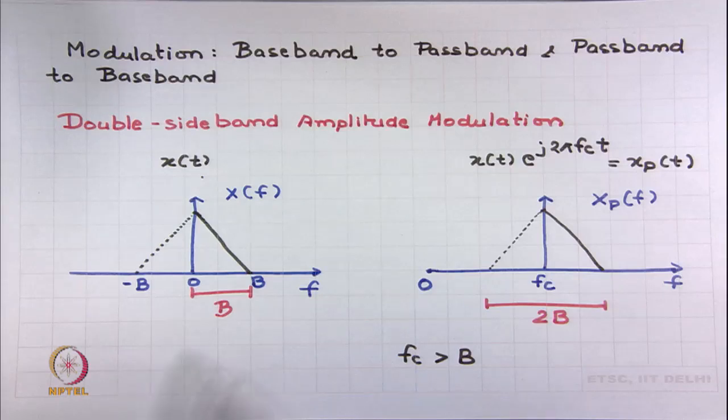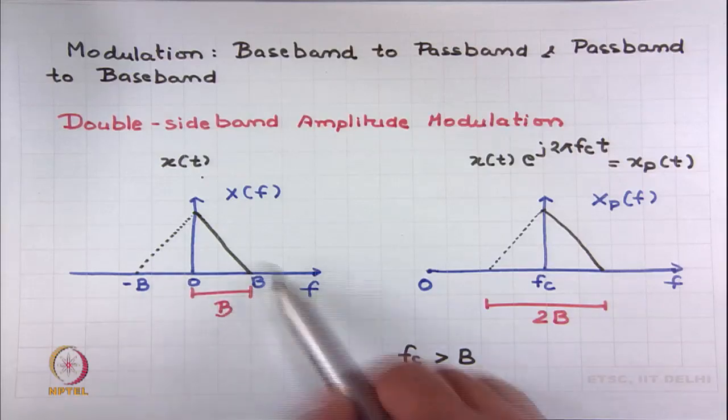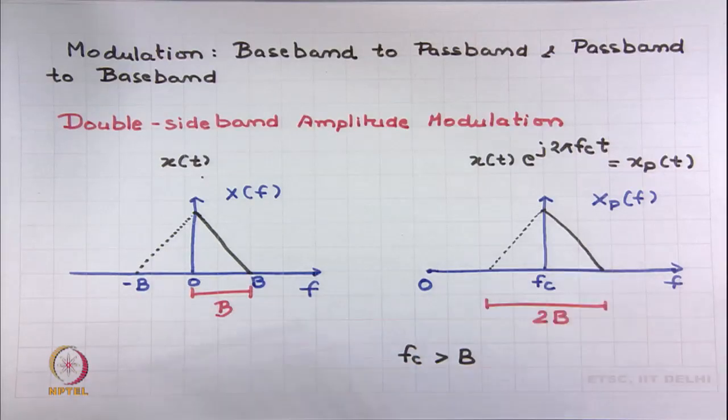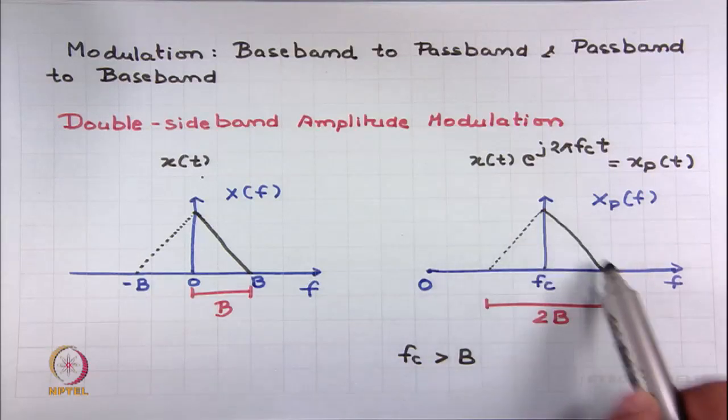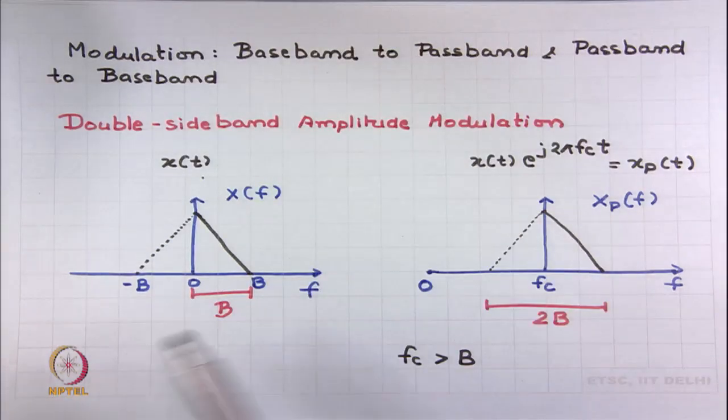We have looked into the definition of bandwidth several times, and we know that by convention bandwidth is the range of positive frequencies present in the spectrum. So, in this case bandwidth is B, because this is the range of positive frequencies, and in this case the bandwidth is 2B. All this spectrum is located on the positive side of the spectrum. So, bandwidth in this baseband to passband conversion goes from B to 2B, and that is bad.